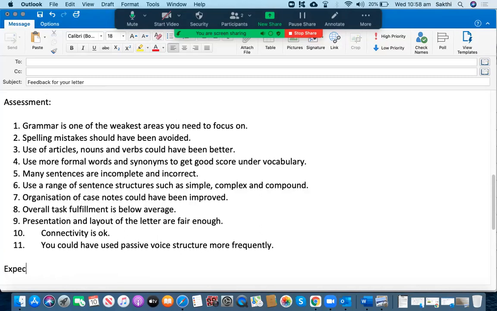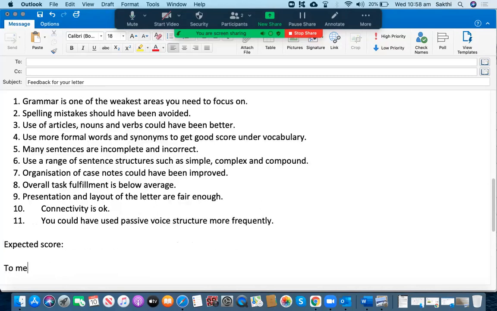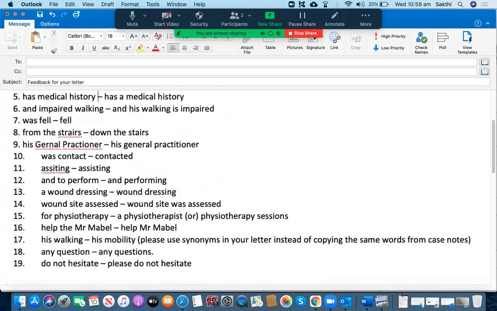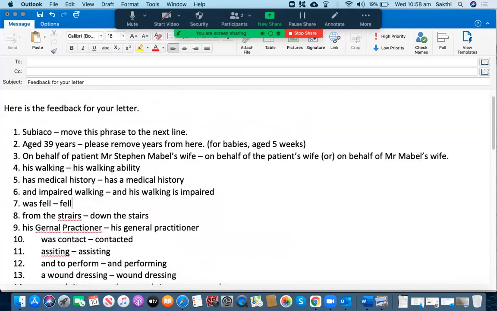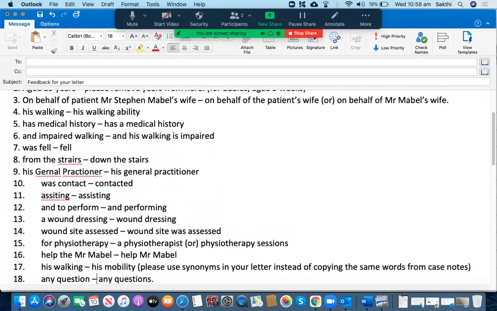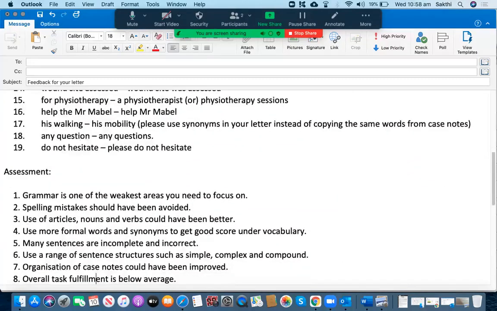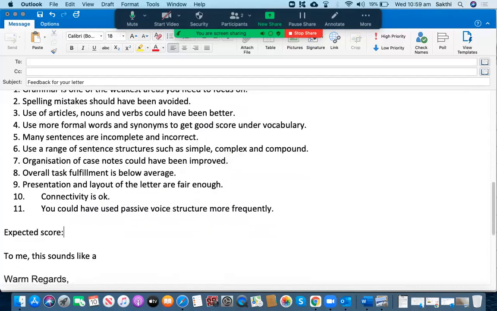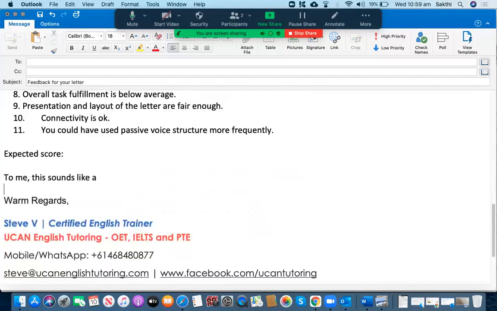Okay. All right. Let me tell you the score. Let me check the mistakes, the severity of the mistakes, the number of mistakes. Articles are not used properly, nouns and verbs, sentence structures are incomplete, and you didn't use the prepositions correctly as well. That's not good. Spelling mistakes, grammar, oh my god, there are so many mistakes. Okay, according to me, this sounds like a 250 out of 500 grade letter.